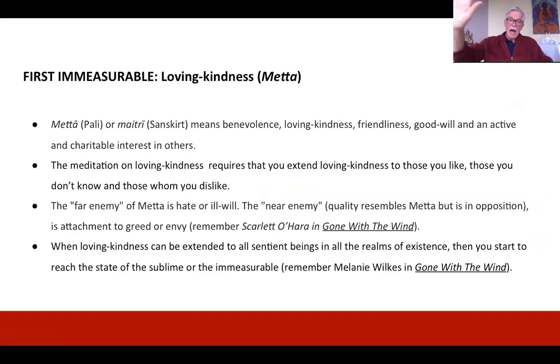The enemy, the opposite of metta, is hatred or ill will, and that's what metta overcomes. The near enemy, and this is a little subtle thing, is something that may look like metta, but really is not. It's attachment, greed or envy.